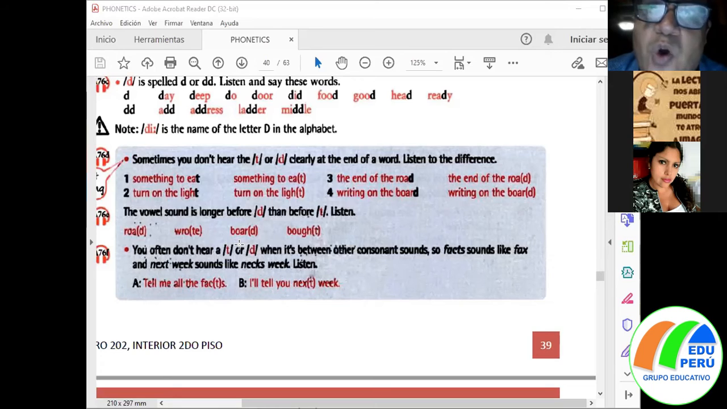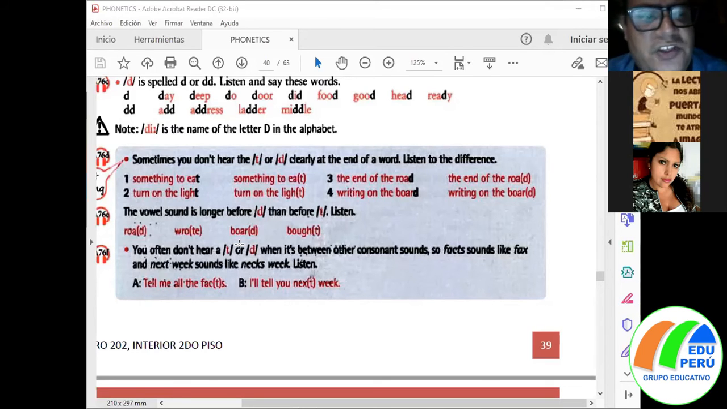Notice here, road. So the sound O is longer. Road. Now the second, wrote. Wrote is shorter, because you have the sound ta. Road, wrote. Road, wrote. The second, board. Board. The vowel sound is longer. The second one, bought. Bought is shorter. And notice here these special characteristics.